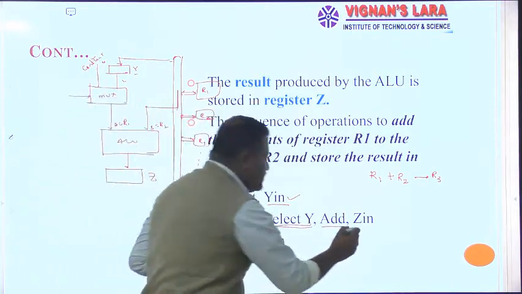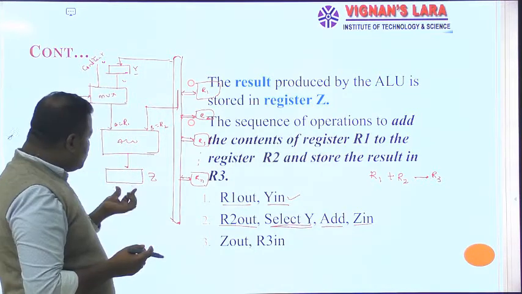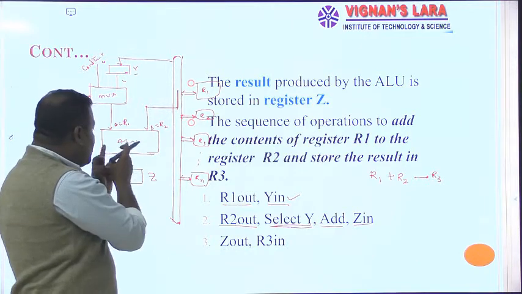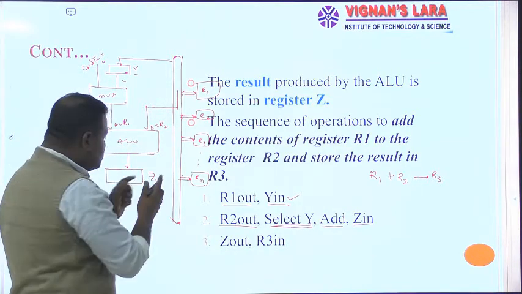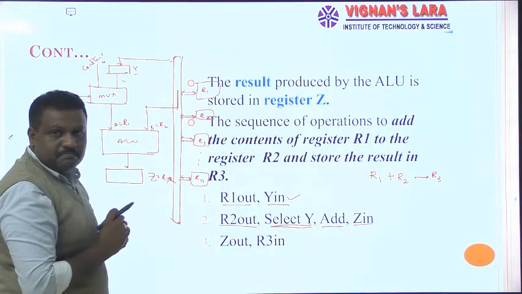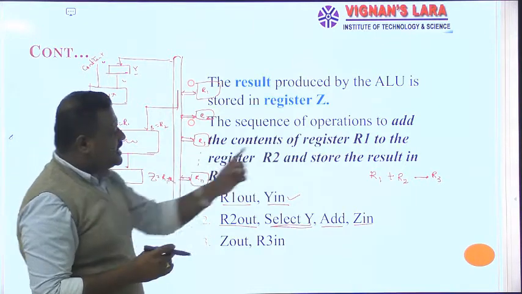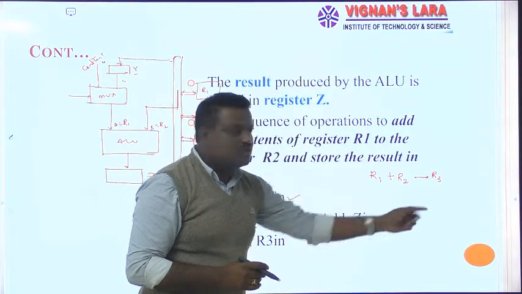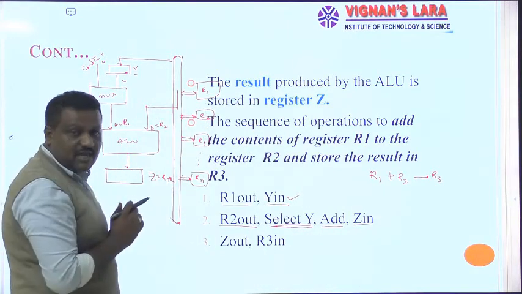This is only possible when the Z in control signal is active. If the Z in control signal is active, whatever output was present at the output side of the ALU is copied onto Z. So what is that value now? It is R1 plus R2. But that is not the destination for our addition. We have to transfer the result to another register, R3. So that means we have to transfer this Z value to register R3.